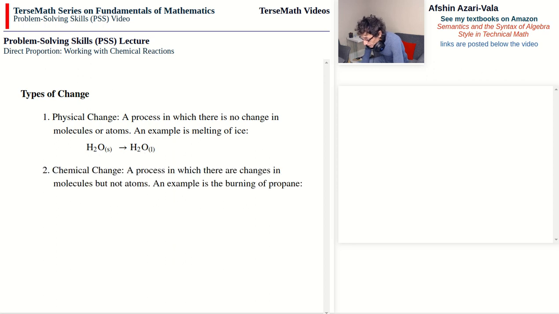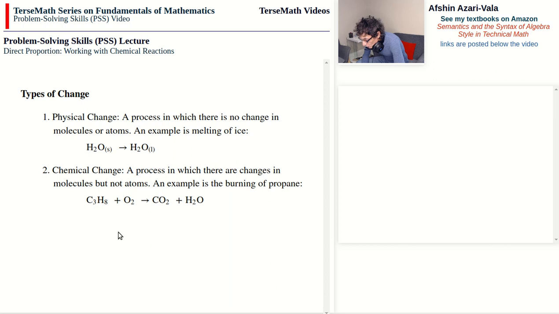Okay, a chemical change is a process in which there are changes in molecules, but not atoms. So atoms still stay what they are. An example of this is when you burn propane, and that generates CO2 and H2O, and heat, of course, and we use the heat to barbecue with, let's say. So C3H8 combines with oxygen to generate carbon dioxide and water. That's the way you make sense of this.